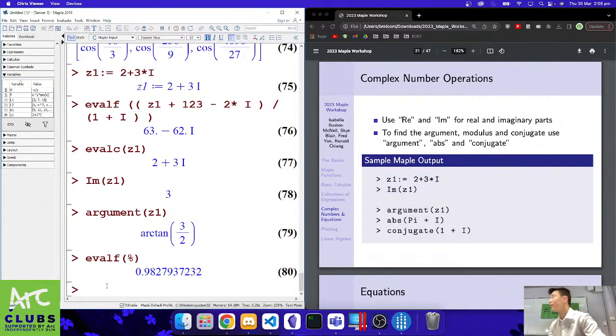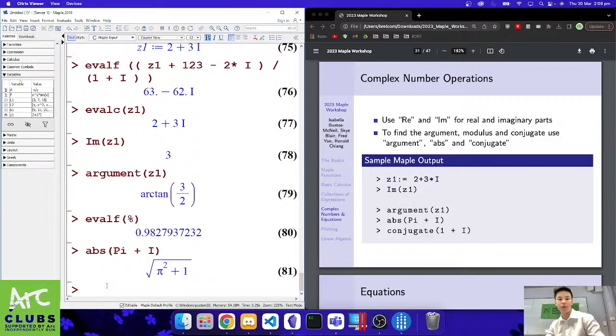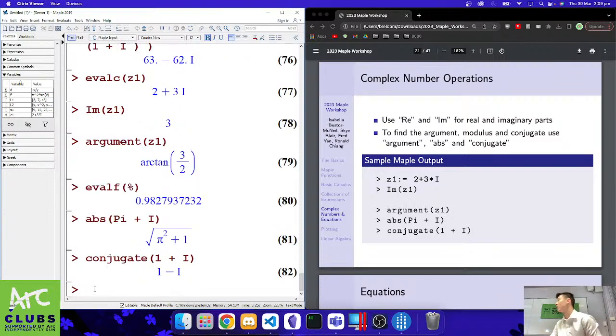For the modulus of a complex number, we simply use the absolute value function. That also works for complex numbers. So absolute value of pi plus I, that's going to be the square root of pi squared plus 1. Okay. And the last one is the conjugate function. That simply returns the conjugate of a complex number. So 1 plus I, and that should get us 1 minus I.